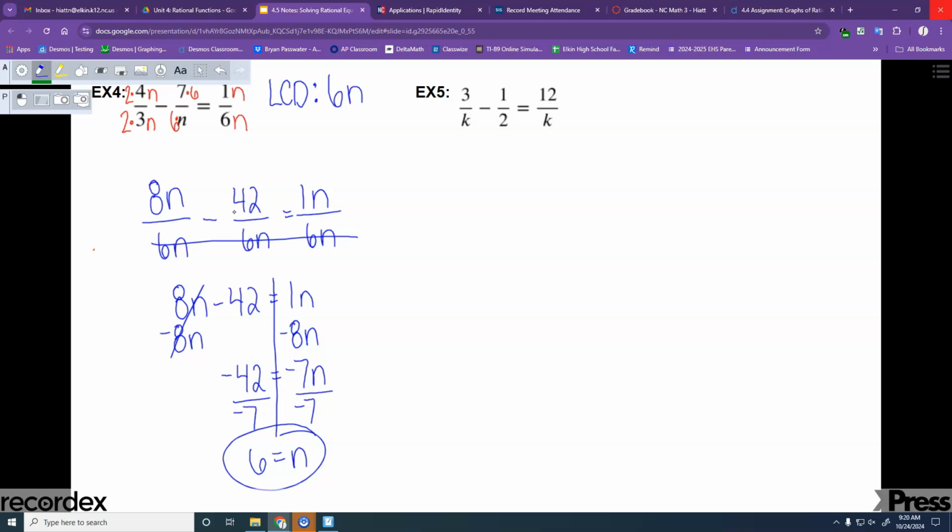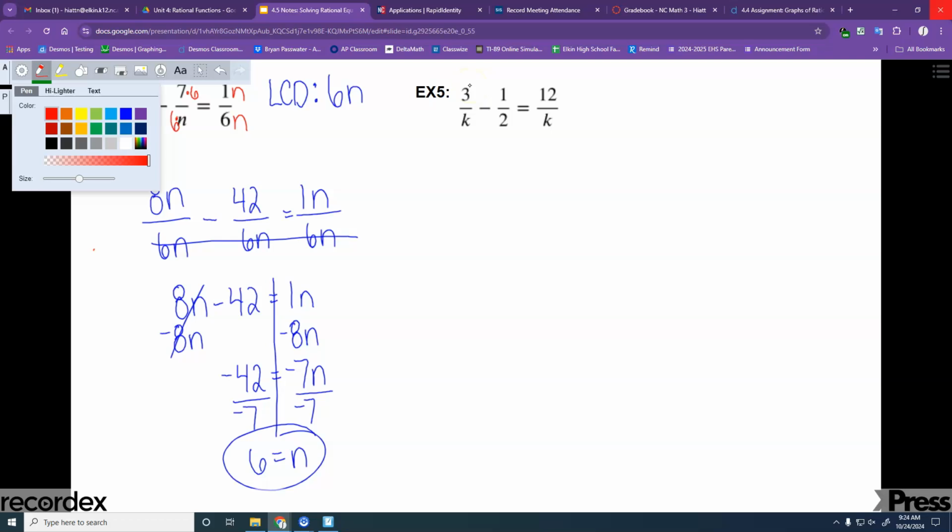Is that an excluded value? Would that make the denominator 0? Would that make 6n 0? No. It would not. So that's fine. All right, try 5 on your own. On this one? All right.